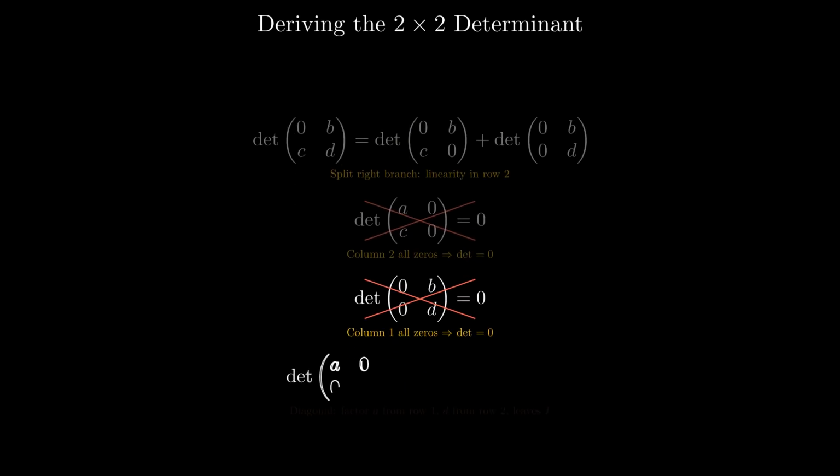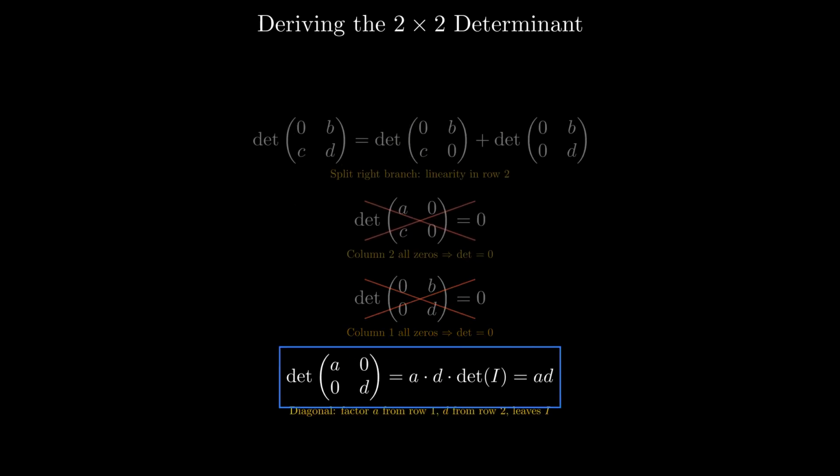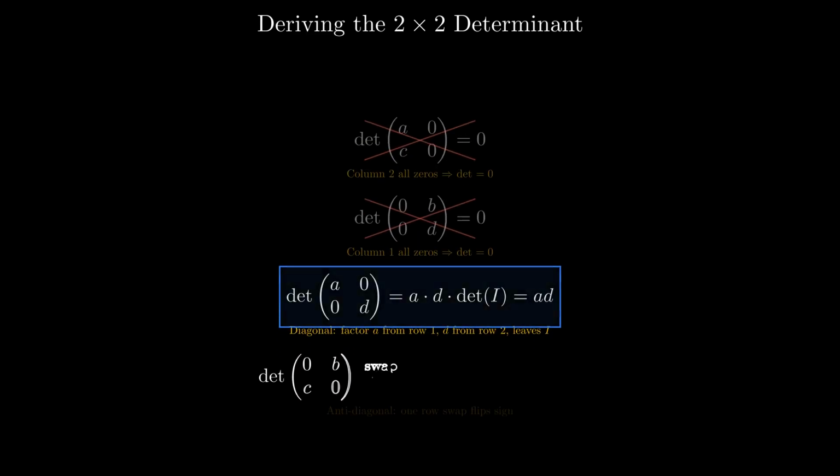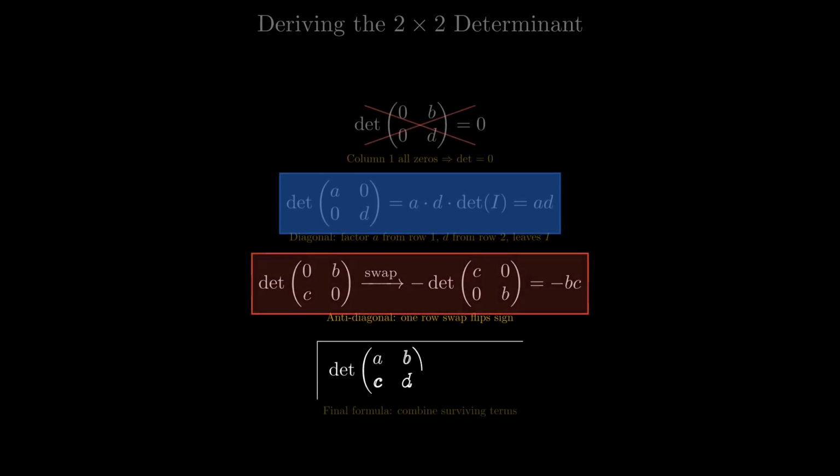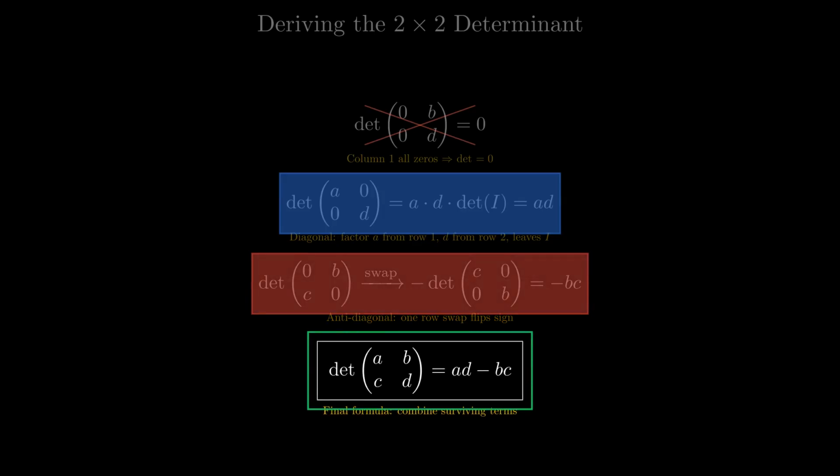The diagonal matrix with (A, 0) on top and (0, D) on the bottom has determinant A times D. This follows from factoring A out of row 1 and D out of row 2, leaving the identity matrix whose determinant is 1. The anti-diagonal matrix with (0, B) on top and (C, 0) on the bottom needs one row exchange to become diagonal. That exchange flips the sign, giving determinant negative BC. Combining the 2 surviving terms, the final result is determinant equals AD minus BC.